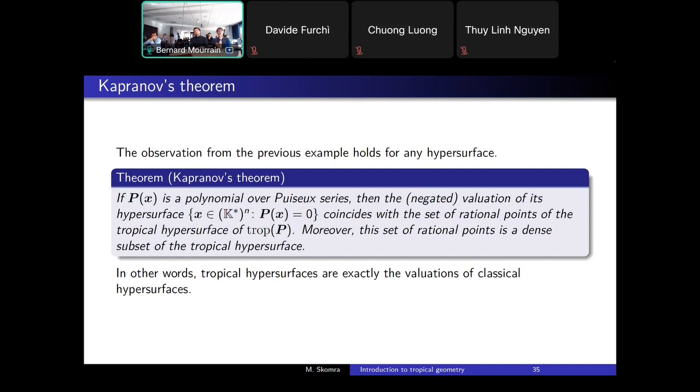So in other words, the theorem tells us that tropical hypersurfaces are exactly the valuations of classical hypersurfaces. Okay? And this is why we claim that our definition of a tropical hypersurface is a good definition, right? Because it is really a hypersurface. It is a valuation of a classical hypersurface.